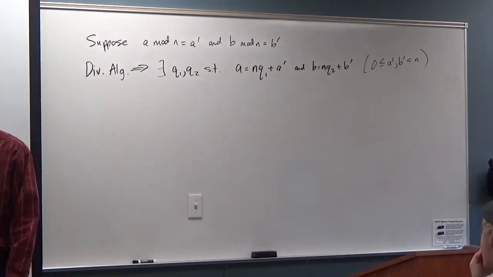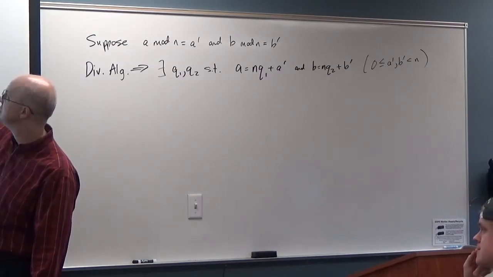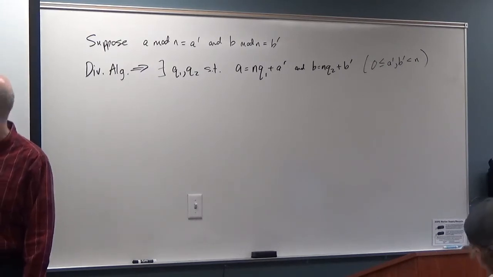Again, come back to what you want to show. ab mod n is a prime b prime mod n. In other words, use exercise 7, show n divides the difference. This minus that.